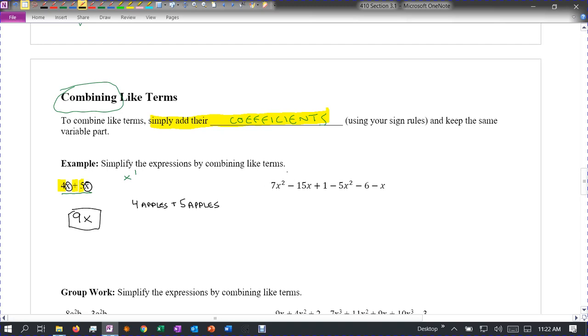Now in this next expression, we have to be a little careful here because there's a lot of things added together. So what I'm going to do is combine like terms by rearranging things first. So let me do this first, and I'll talk about it after I write it down.